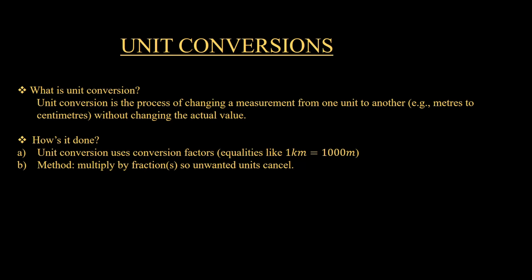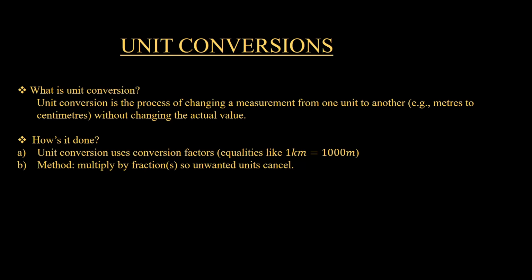So how do we do the unit conversions? Unit conversion uses conversion factors. Conversion factors are just equalities like 1 hour equals 3,600 seconds, 1 kilometer equals 1,000 meters. These are the conversion factors.